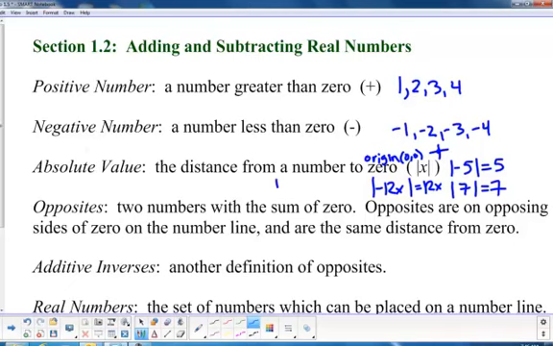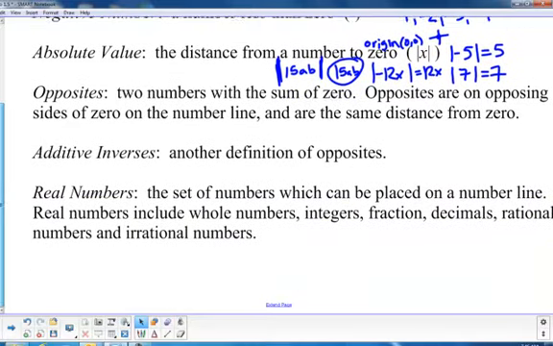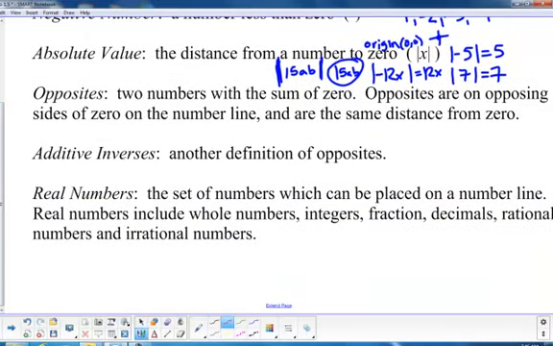And so if you have something like the absolute value of -15ab, that's an absolute value sign, then your answer is 15ab. So everything is always positive. So the opposite would be like 5 and negative 5. Those are opposites, and they add up to give you 0.